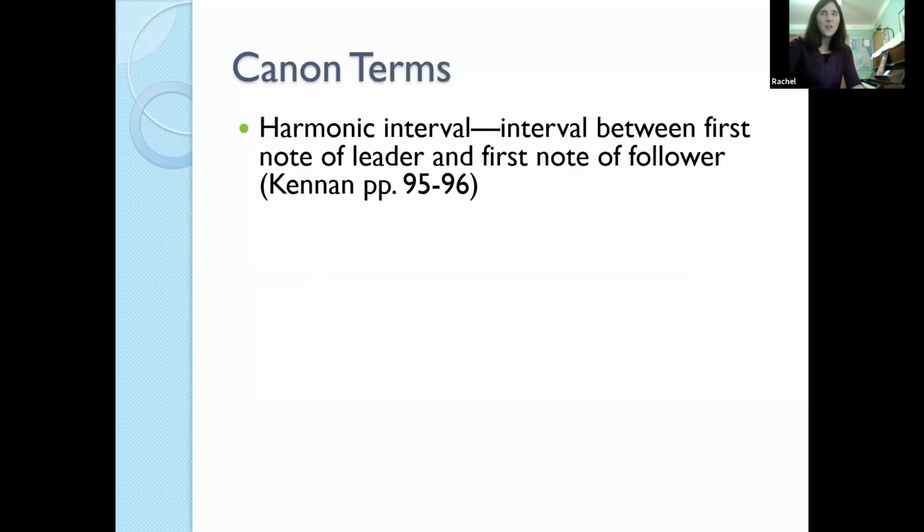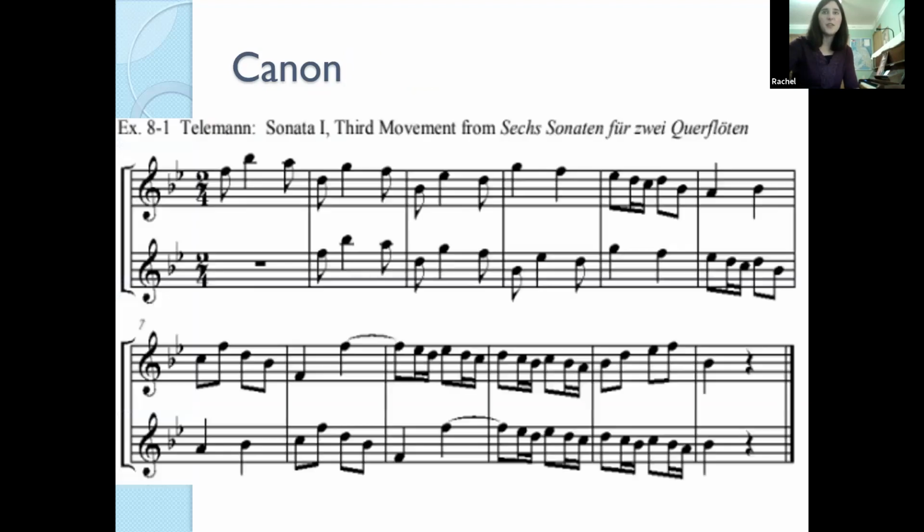So what are some terms that we need to know when we're talking about a canon? First of all, we want to think, what is the harmonic interval? Harmonic interval. What does that mean? Well, the harmonic interval is the interval between the first note of the leader and the first note of the follower. So kanina, we saw that actually they both started on the same note. Okay, let's go back to our example. So here we have F.